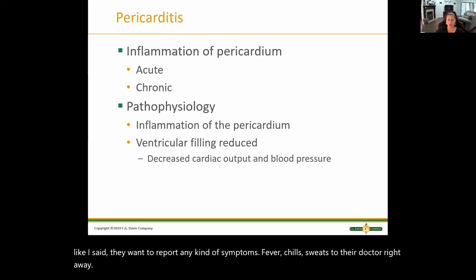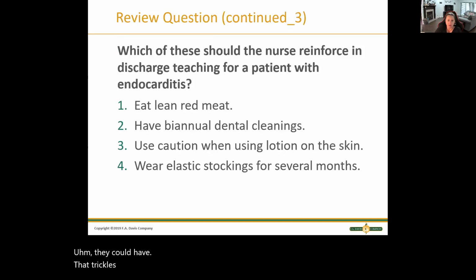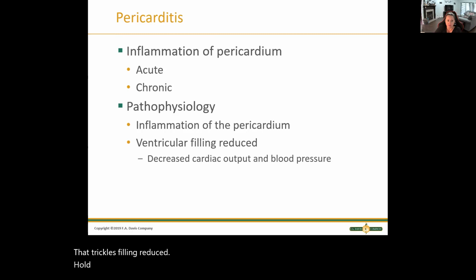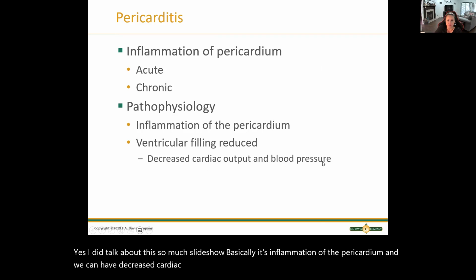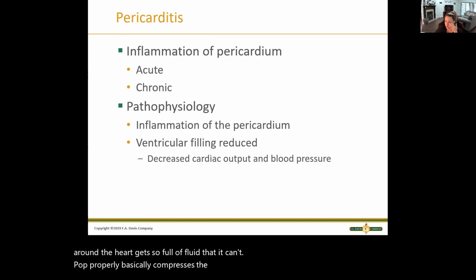Pericarditis is inflammation of the pericardium. This can be acute or chronic. They can have reduced ventricular filling. Hold on. I guess I didn't talk a lot about this in my slideshow. Basically, it's inflammation of the pericardium, and we can have decreased cardiac output and decreased blood pressure because that sac around the heart gets so full of fluid that it can't pump properly. It basically compresses the heart muscle. Okay.